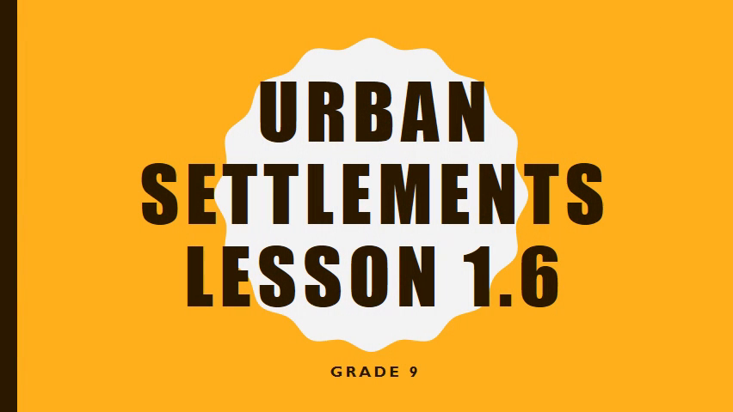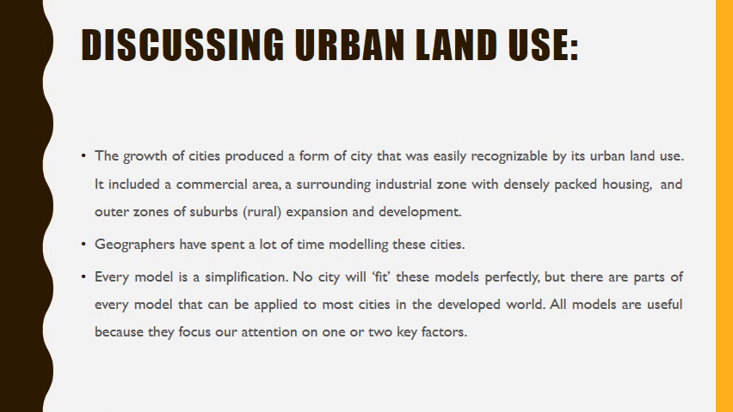In today's class, we discuss urban settlements, lesson 1.6, discussing urban land use. The growth of cities produced a form of city that was easily recognizable by its urban land use. It included a commercial area, a surrounding industrial zone with densely packed housing, and an outer zone of suburban expansion and development. Geographers have spent a lot of time modeling these cities.